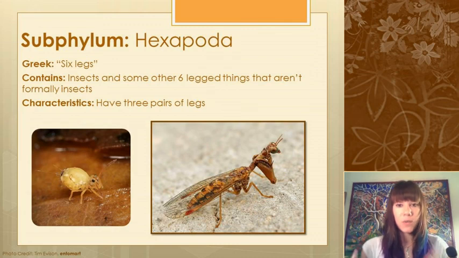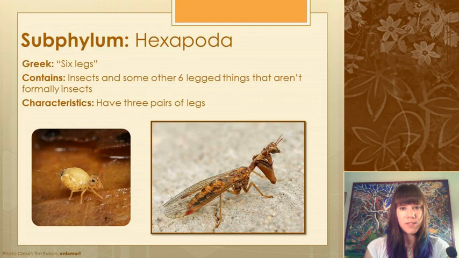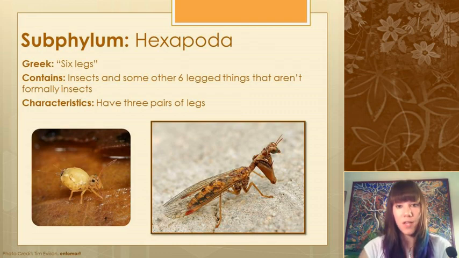So the first thing is that we're starting in the subphylum Hexapoda, and hexapods include insects, but not all hexapods are insects. Hexapod in Greek just means that you have 6 legs, and it contains everything from these itty bitty small critters that live in the soil all the way up to your wasps and beetles and stuff, your very typical insects. Your characteristics are that you have 3 body segments and 3 pairs of legs.